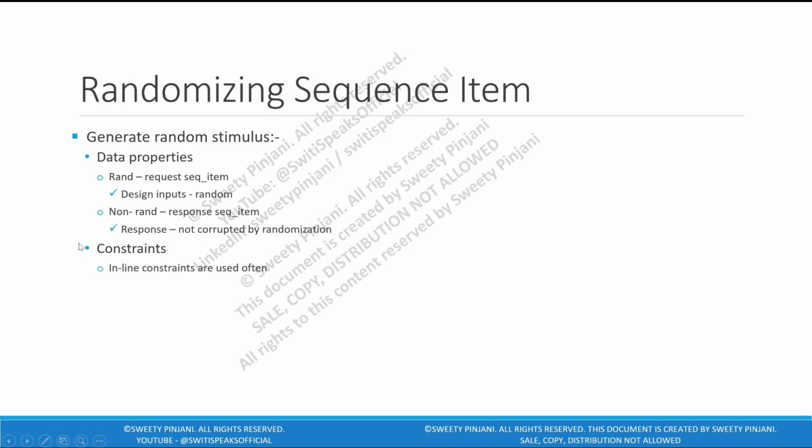We will randomize the data properties by using constraints. And the most commonly used constraints are inline constraints. What are these inline constraints? Everything is discussed in the SystemVerilog randomization series by Sweetie Pinjani. Please go through that. You will understand how to randomize in case you have not gone through it.